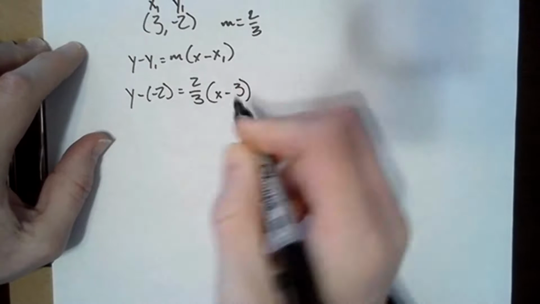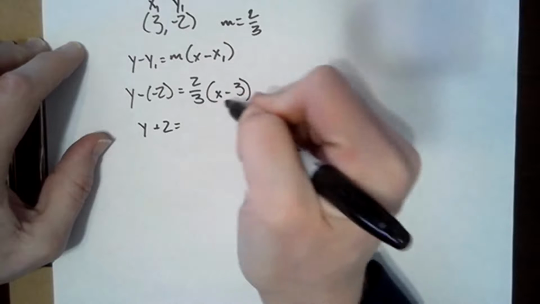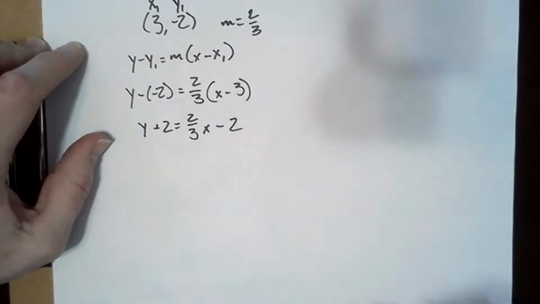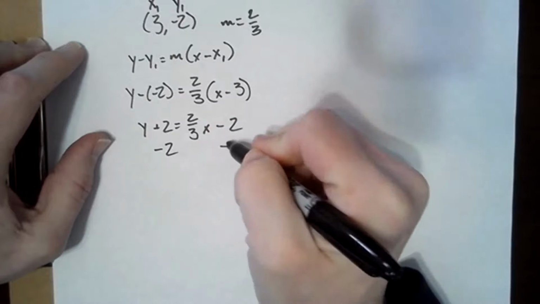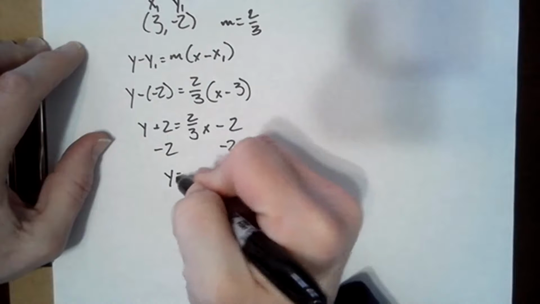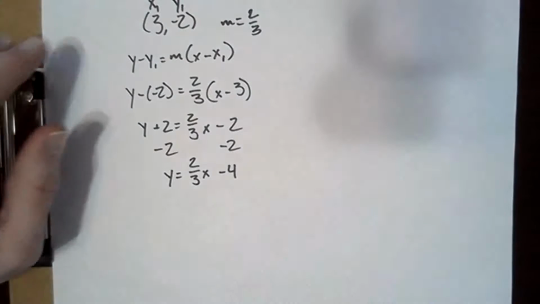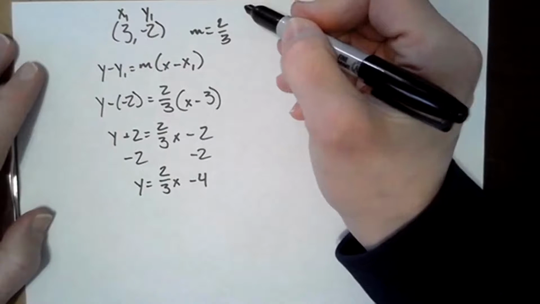And I'm going to do some multiplication here. That's y plus 2 equals 2/3 x minus 2. And now I'm going to subtract 2 from both sides of the equation to get y equals 2/3 x minus 4. And there is our equation for that one.